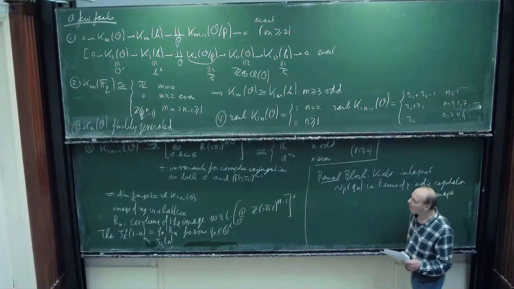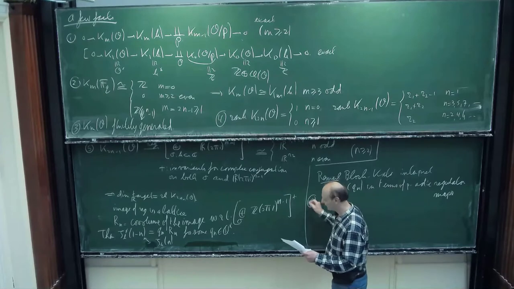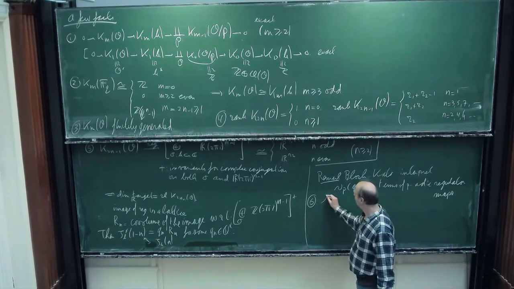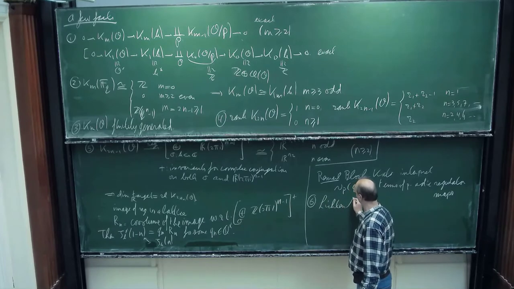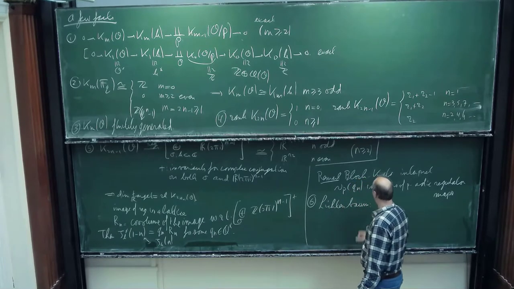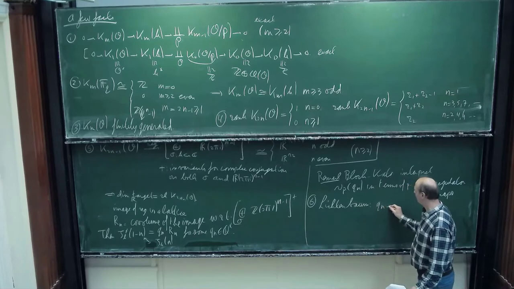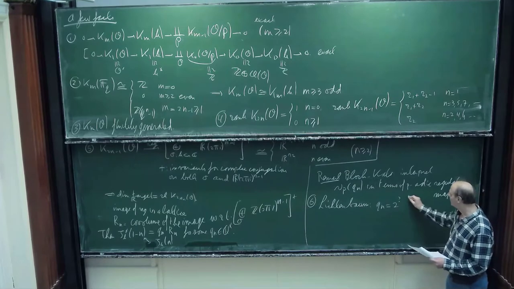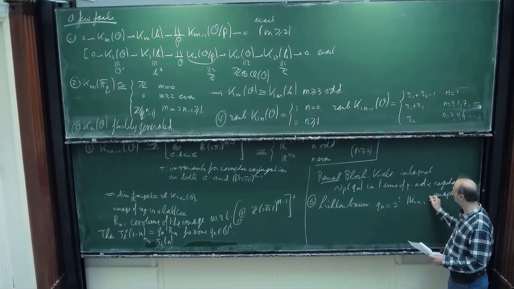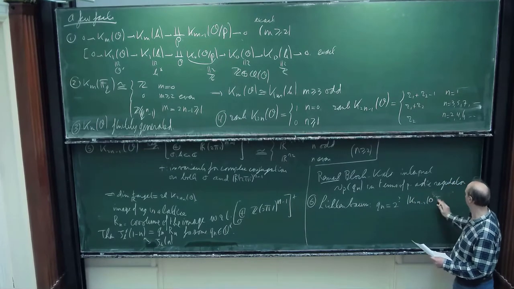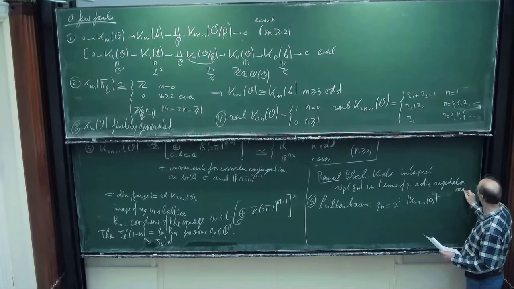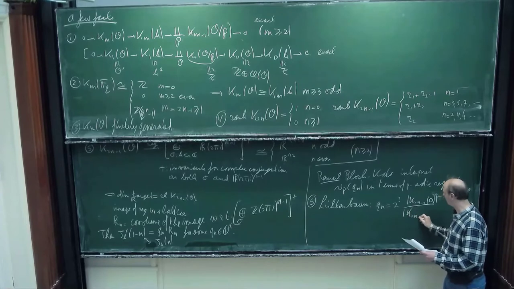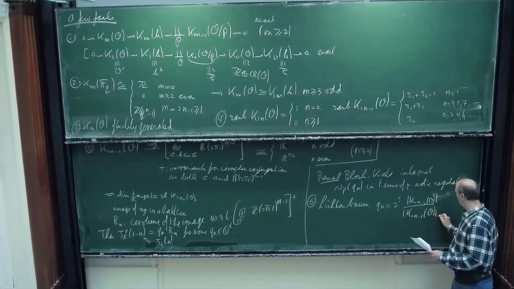But then, see, Lichtenbaum had a different thought, apparently. So he said that q_n should be, well, 2 to some unknown power, times the size of K_{2n-2} of O, divided by the size of K_{2n-1} torsion.